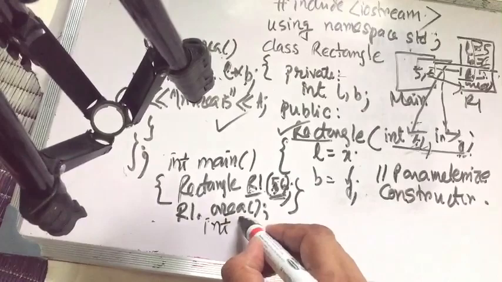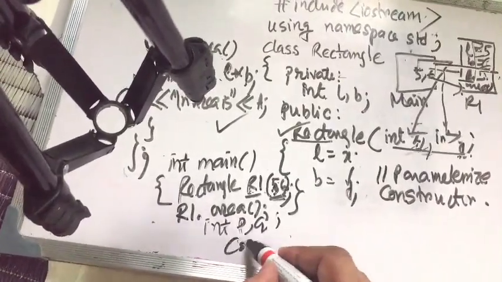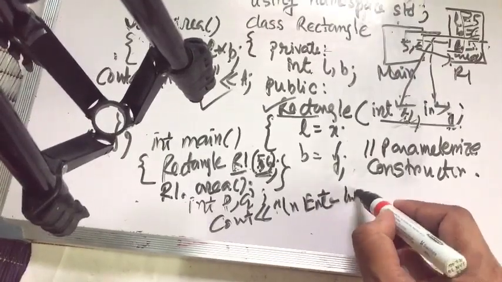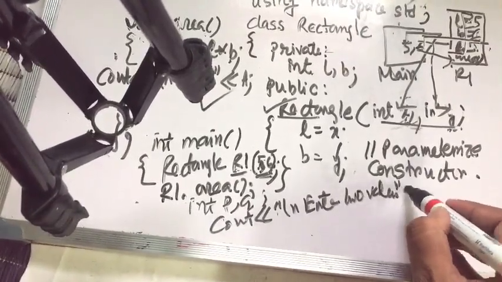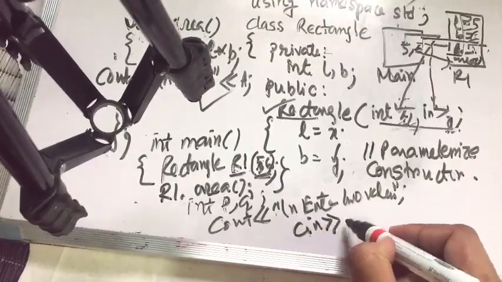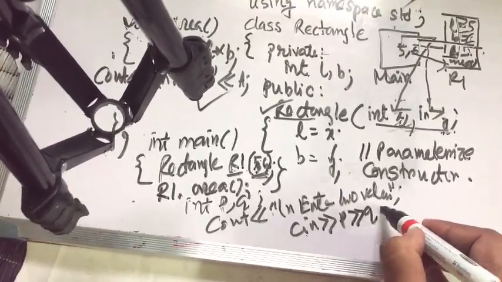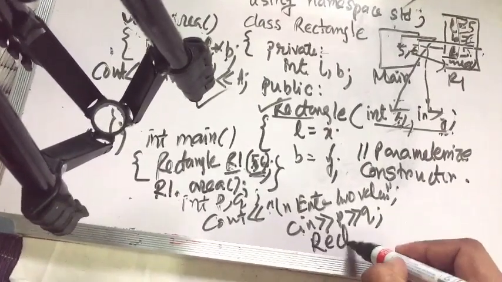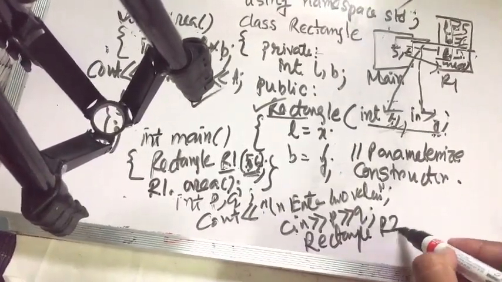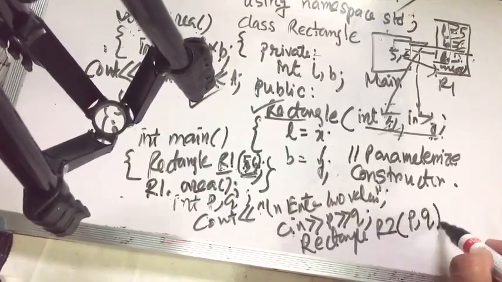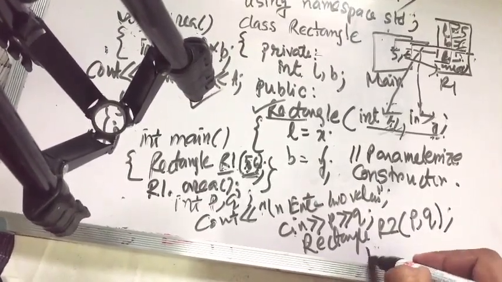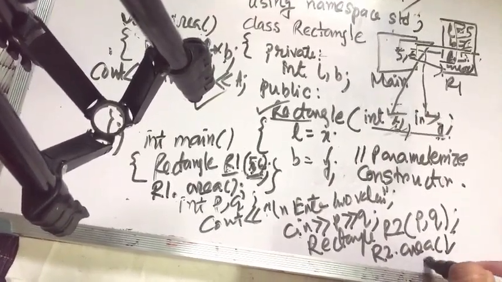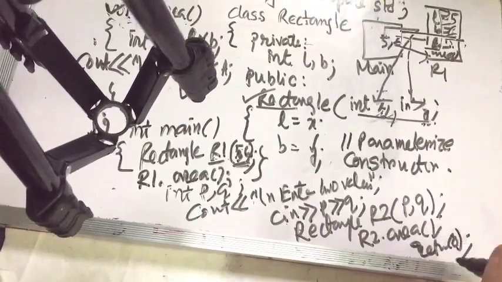Suppose there are two variables p and q, cout, enter two values. You can take the values from the keyboard, p and q. দুটো ভ্যালু নিয়ে নিলাম. এবার তুমি অবজেক্টটাকে ক্রিয়েট করো. তো রেক্টেঙ্গেল থেকে r2 একটা অবজেক্ট করলাম, যেখানে p আর q কে আমি পাস করিয়ে দিলাম. তো r2 ডট এরিয়া কল করলাম, তখন এরিয়াটা আমরা পেয়ে যাব, return 0. So you can extend the program in this way.